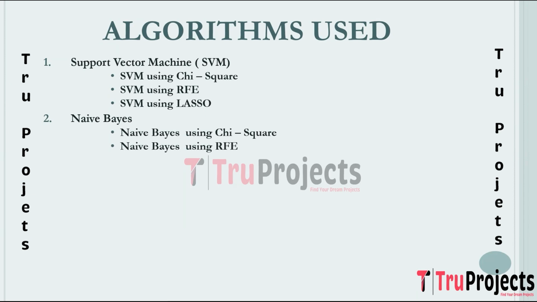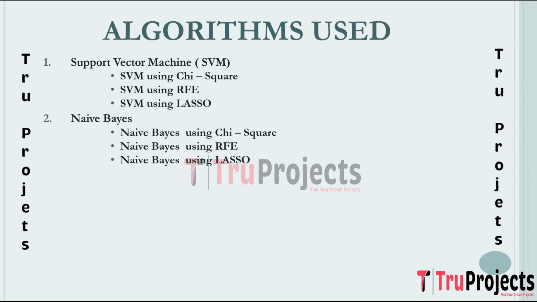RFE is applied to naive Bayes to iteratively eliminate less important features, optimizing the model's performance. This stepwise feature elimination aids in identifying the most influential features for the naive-Bayes classifier, improving its ability to classify network traffic.